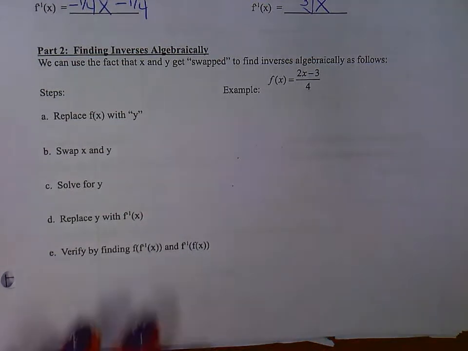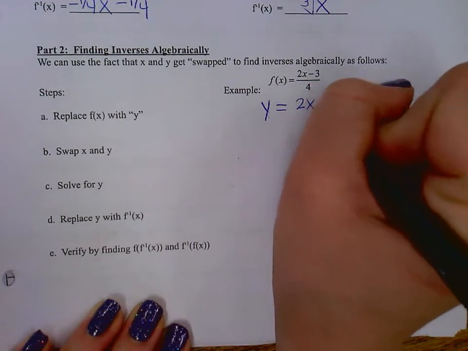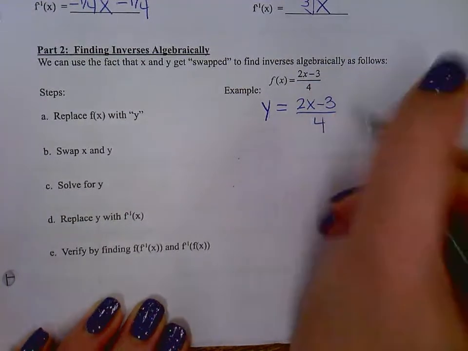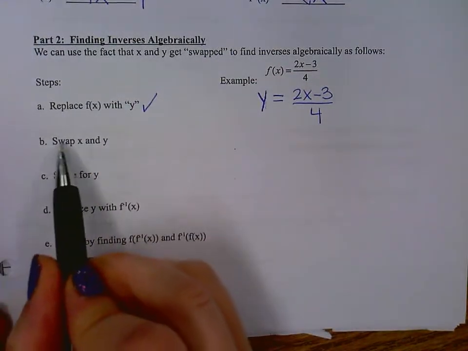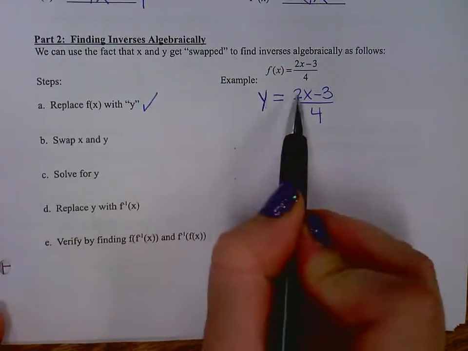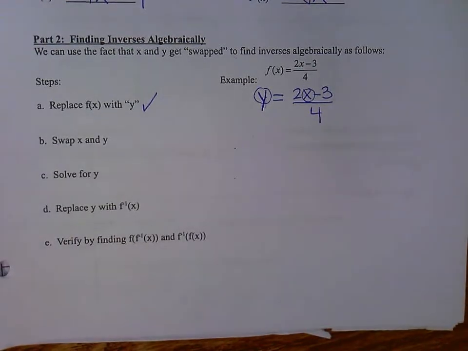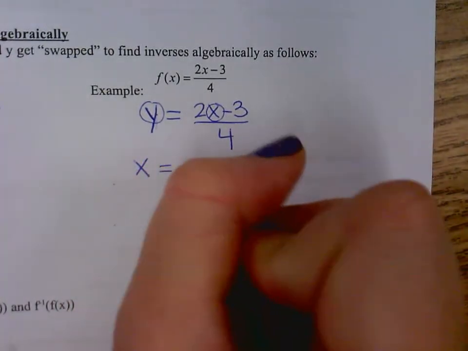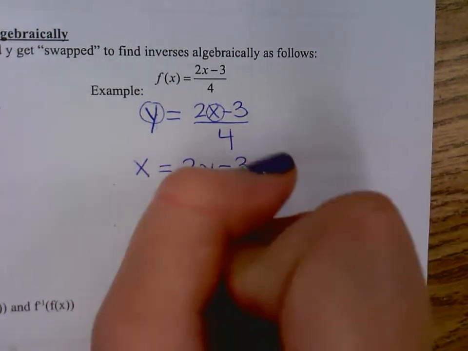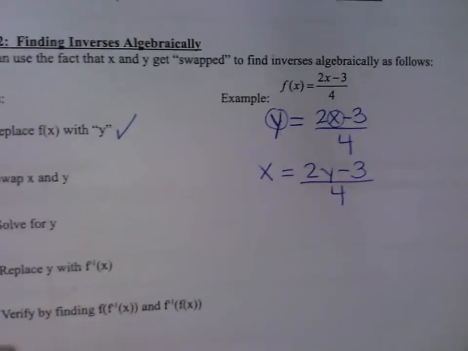So I'm going to call this y equals 2x minus 3 divided by 4 instead. So I did step A. Now it says swap x and y. So I literally am only going to swap this y and this x. I don't get to move anything else. So I'm going to say x equals 2y minus 3 divided by 4. Everything else stays in the exact same spot. So that was swapping x and y.